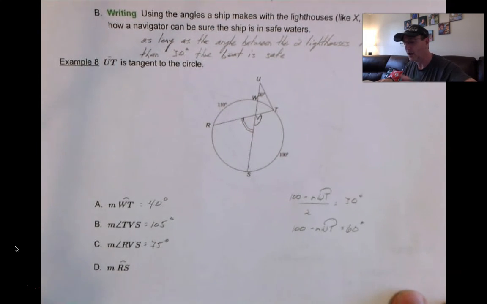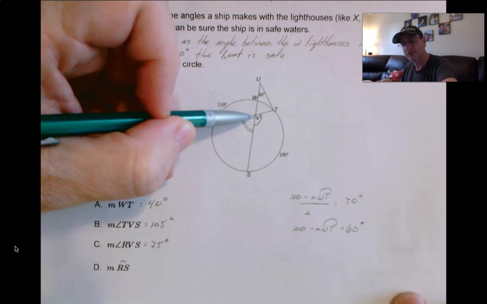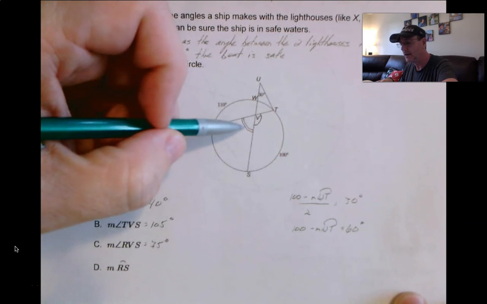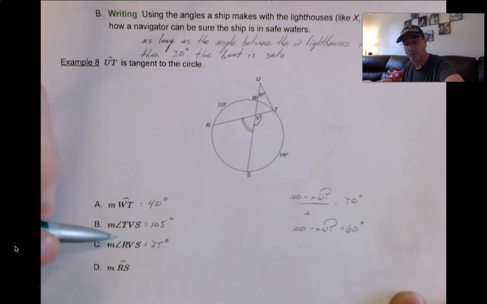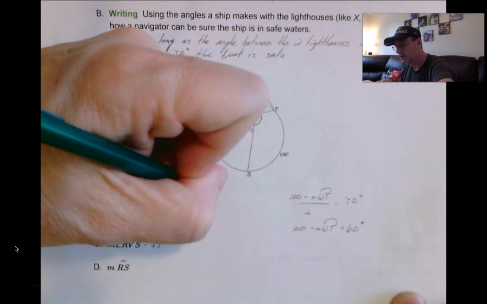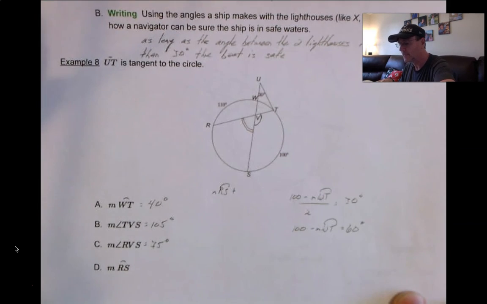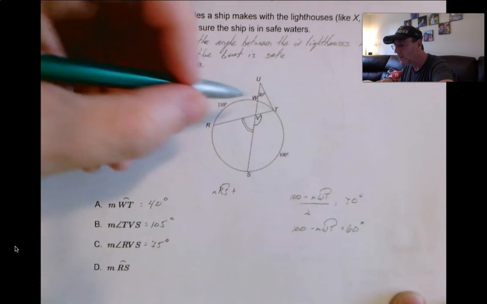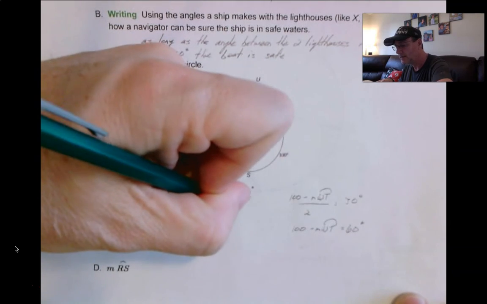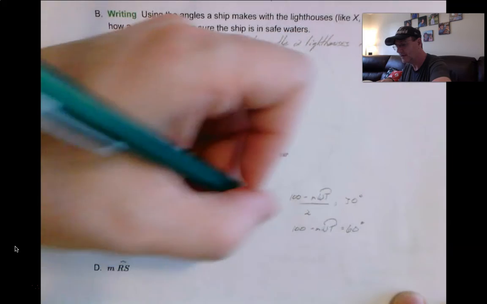Okay, measure of arc RS out here. Again, inside the circle. So we add these two arcs together, divide by 2, and we're going to get this angle, which we already know that measure. So the measure of arc RS plus the measure of arc WT, which is 40 degrees, divided by 2 has to equal the measure of the angle that we just found, 75 degrees.